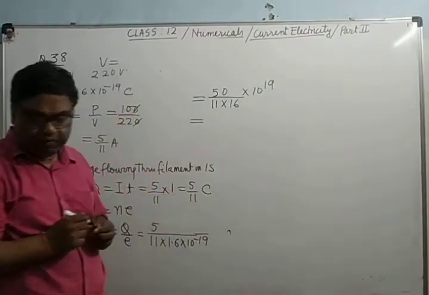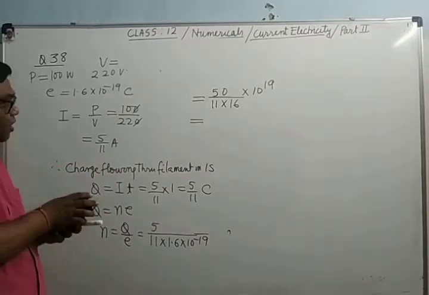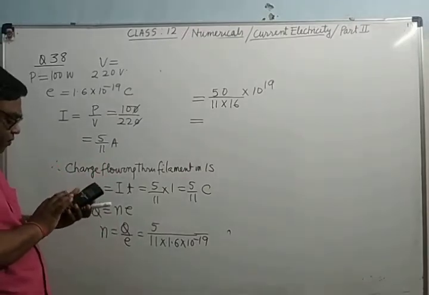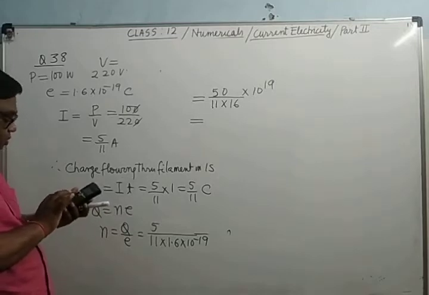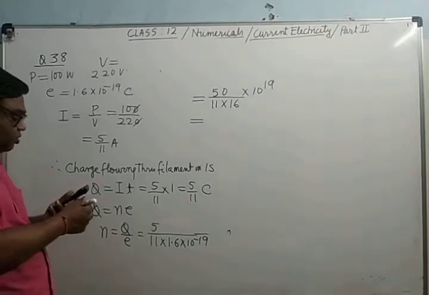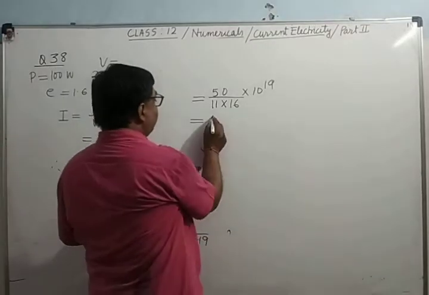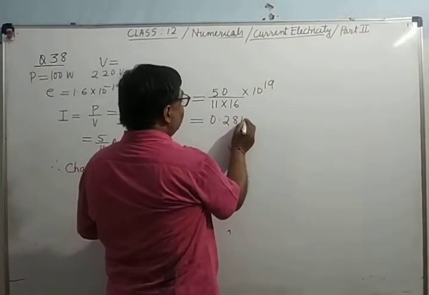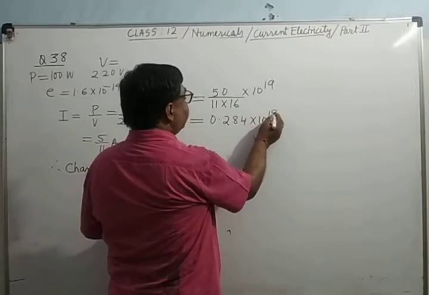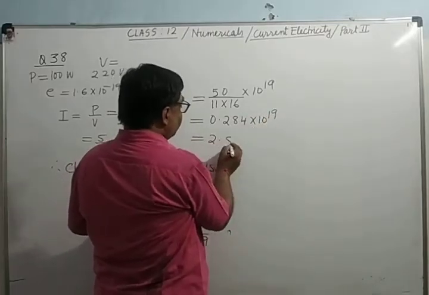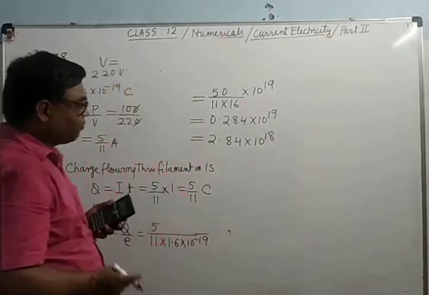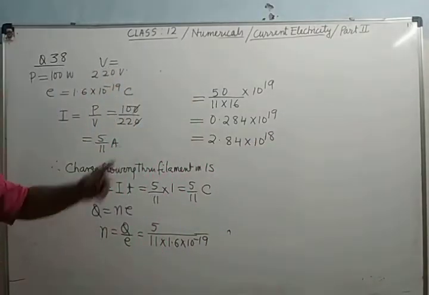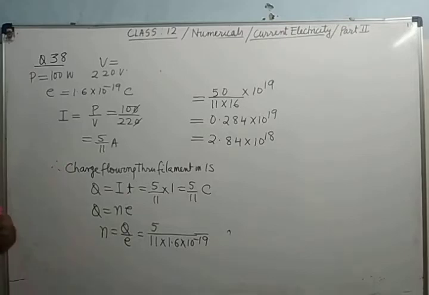So here we can simplify. You can see here, 50 divided by 11 divided by 16, so it is 0.284 into 10 to the power 19, or we can write 2.84 into 10 to the power 18 electrons will drift, because this much charge is flowing in 1 second. So how many electrons will flow? That you can find this way.